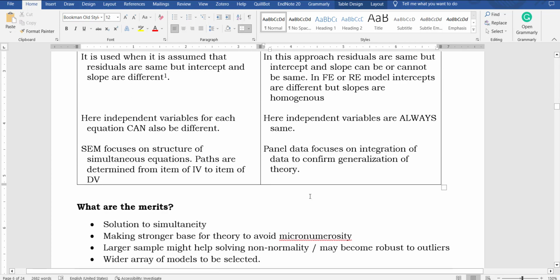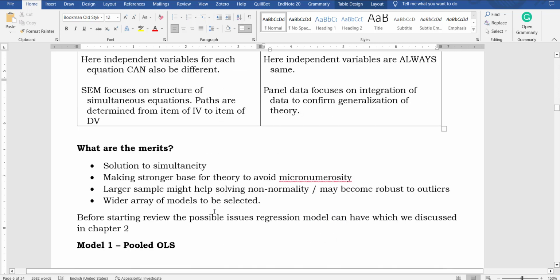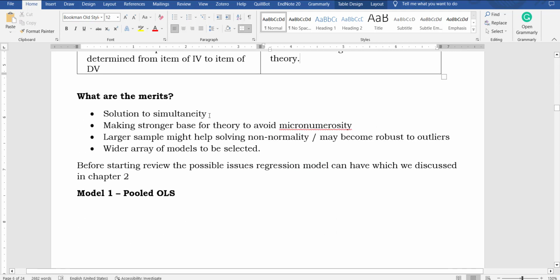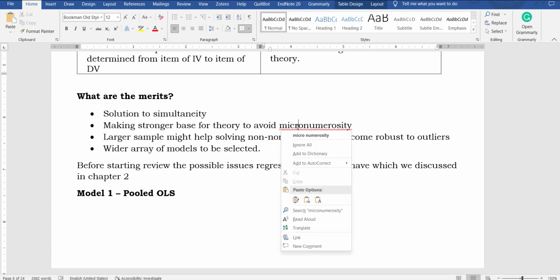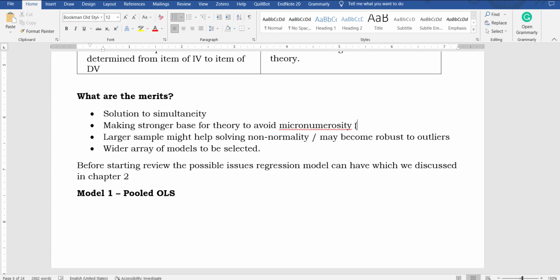So I hope I have given some examples. Now, what are the merits? It's a solution of simultaneity, both of the cases. It's a stronger base of theory to avoid micronumerosity. Micronumerosity is a problem of small sample. So if you make a panel data, you will avoid the small sample problem.